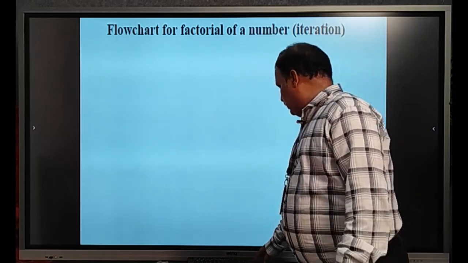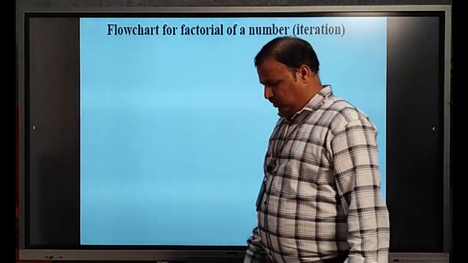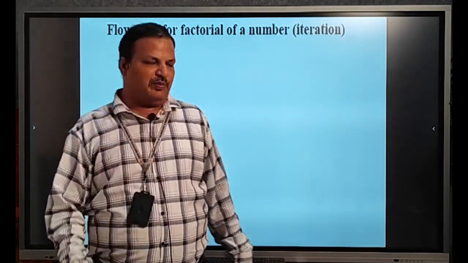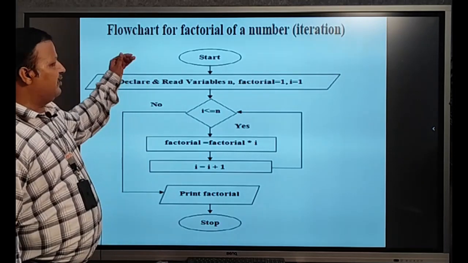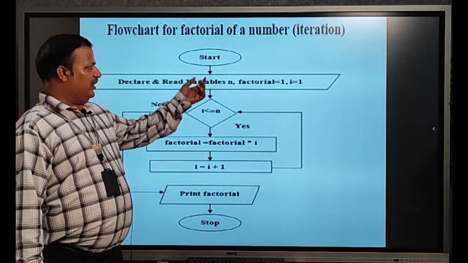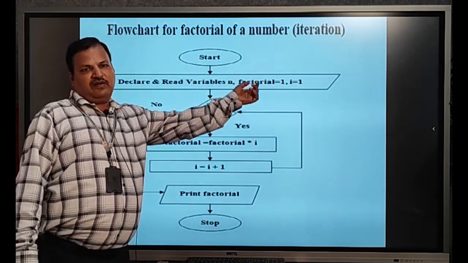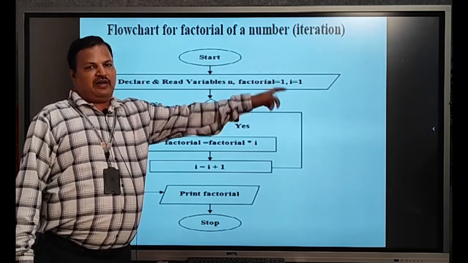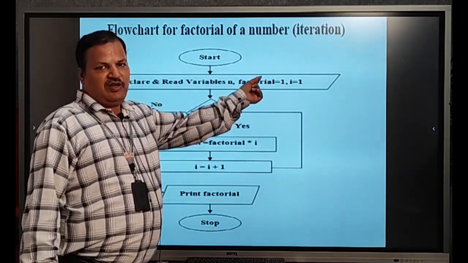The next one is the factorial of a number. For the factorial of a number we have to use iterations, that is, repeating n number of steps. What is the equivalent flowchart for that? We need variables, so first we have to declare them. What are the variables we need? N for getting the number, and for storing the result we need a variable factorial. For iterating n number of times, we have to mention the starting value. For that we will use the variable I.